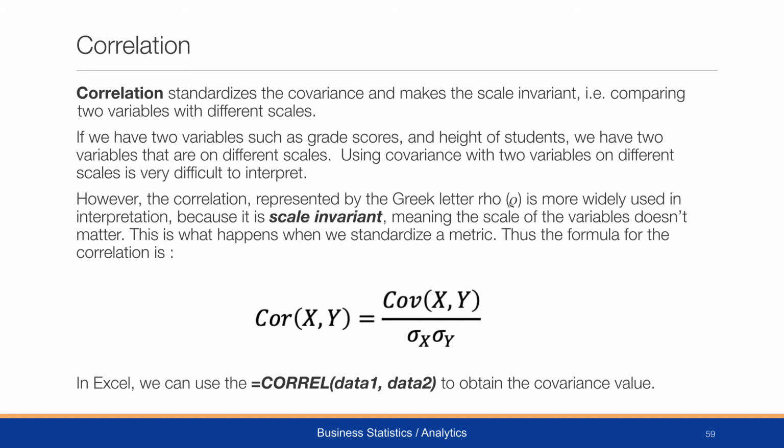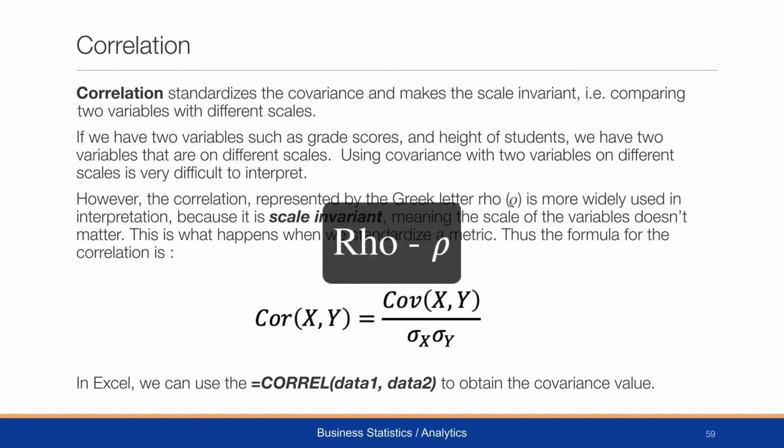The problem is that the covariance will give us a number, but we really can't interpret it well. The correlation will standardize the covariance and make it scale invariant, allowing us to compare two variables with different scales. If we have two variables such as grade scores and height of students, we have two variables that are on completely different scales. Using the covariance with the two variables is going to be very difficult to interpret. However, the correlation, which we generally represent by the Greek letter rho, is more widely used in interpretation. The rho is going to look like a lowercase p.